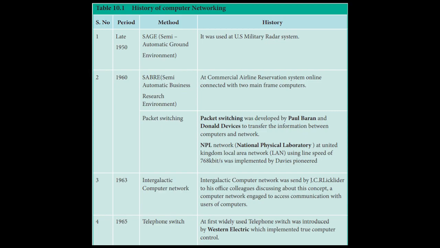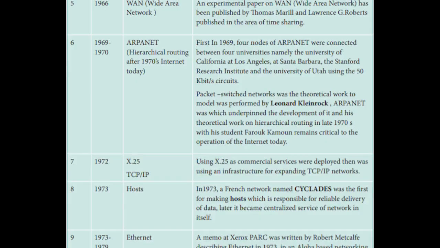Next one, we all know, wide area network, that is WAN, right? In the year 1966, an experimental paper on this wide area network was published by two persons, Thomas Merrill and Lawrence G. Roberts. Okay, this Lawrence Roberts image and the details about him were given here in page number 134 in this Do You Know section, right?